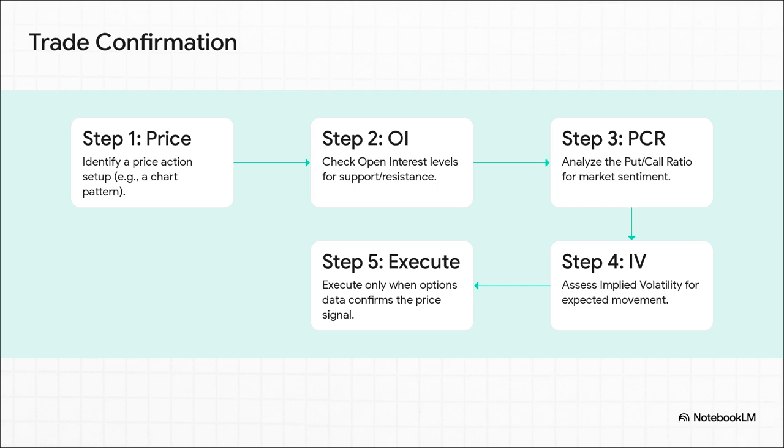So here's the key. Pros don't just trade on this options data alone. They're not abandoning the price chart. They start there, looking for a classic setup, but then they use the options data as a confirmation filter. They check OI for those invisible walls. They check the PCR to gauge the mood. They look at IV to see what kind of move is expected, and only when that hidden data gives the all clear, that's when they pull the trigger.